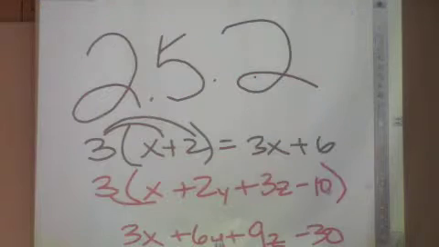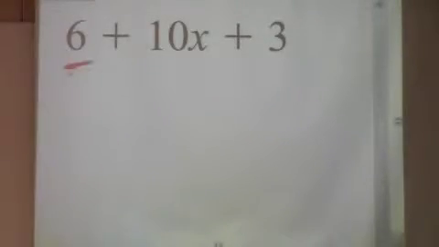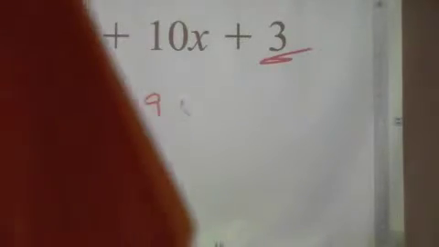Okay. So how would you simplify this expression then? Again, it's not in your note-taking guide. Let's just talk about it. You got 6 plus 10x plus 3. What are your like terms up there? Which ones can we combine? 6 and 3. My numbers I can always combine. They're like terms. So how would this expression simplify? 9 plus 10x.